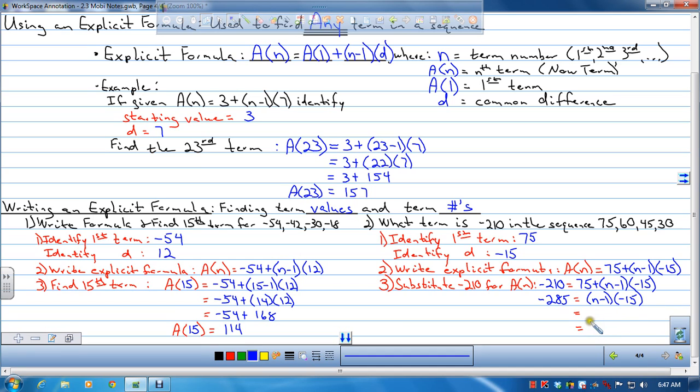And now, here's what will shorten things up. I'm multiplying by negative 15, correct? So what would I do instead of distributing and then getting rid of everything? Why don't I just, instead of multiplying by negative 15, divide both sides by negative 15, and that will leave me with just n minus 1 over here, and negative 285 divided by negative 15 is 19, and then all I have to do is simply add 1 to both sides, and n equals 20. Negative 210 is the 20th term in this particular sequence.